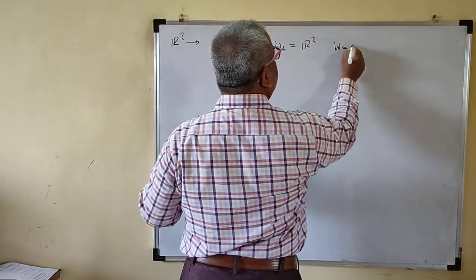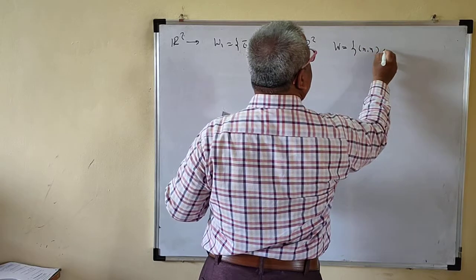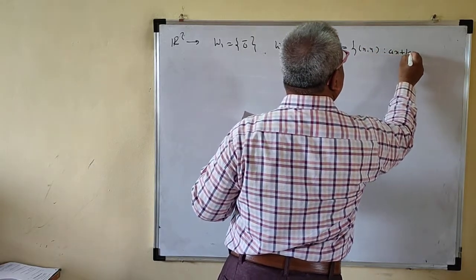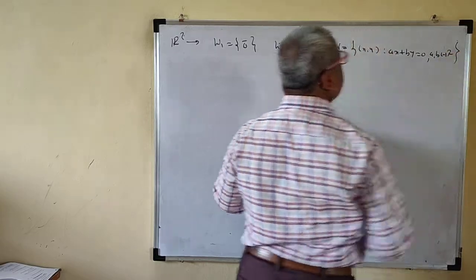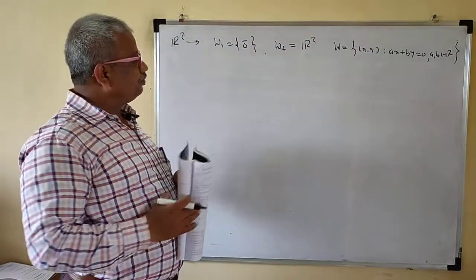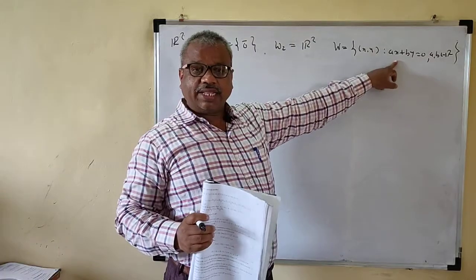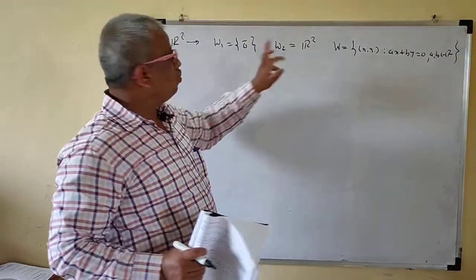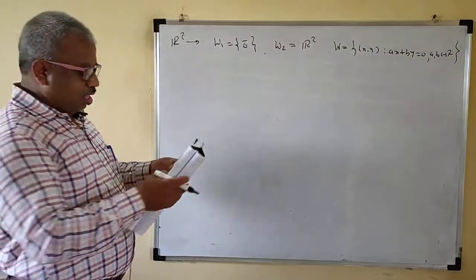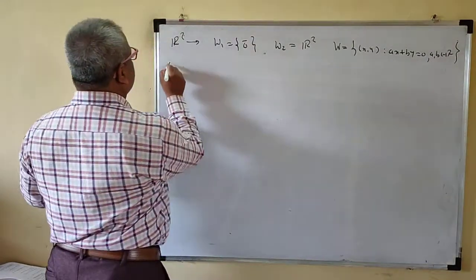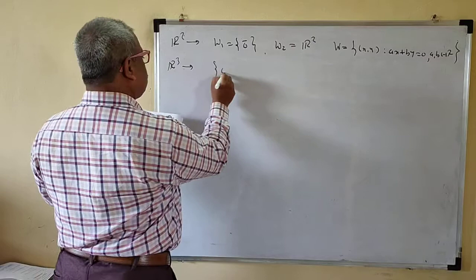And W3 is equal to {(x, y) such that ax + by = 0, a, b belong to R}, whatever this is. That means what? Any line passing through origin. This is R2. These are examples of subspaces of R2.